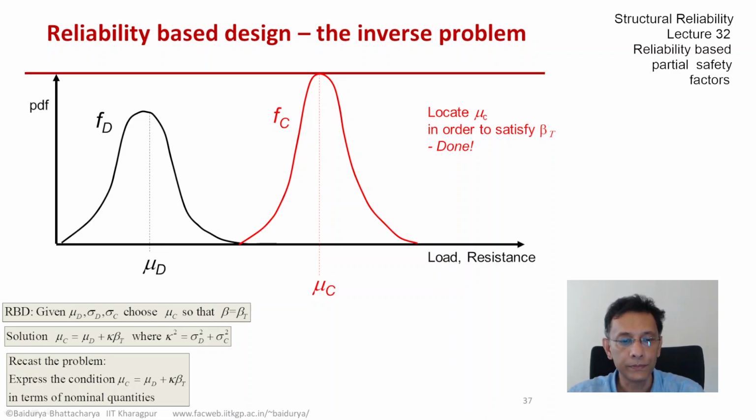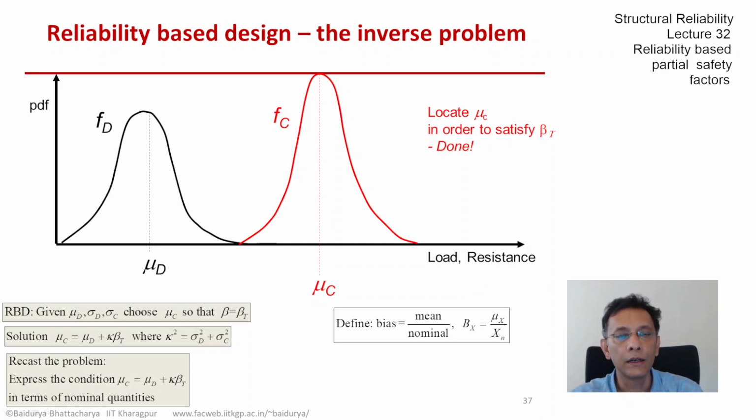So let's define them. Let us say we have the ratio mean over nominal. Depending on whether we are talking about a strength type quantity or a load type quantity, the nominal or characteristic quantity typically is less than the mean value for strength type quantities and greater than the mean value for load type quantities. So that ratio is expressed as the bias in that nominal value. So the bias is the mean over nominal, and we often use the letter B for this quantity. Just like earlier we defined the coefficient of variation, sigma over mean, now we have mean over nominal, which is the bias or bias factor.